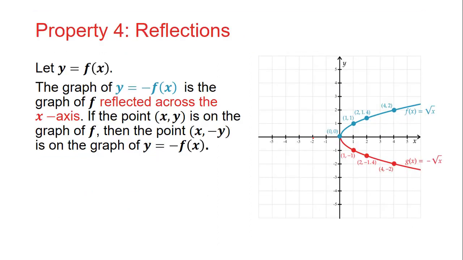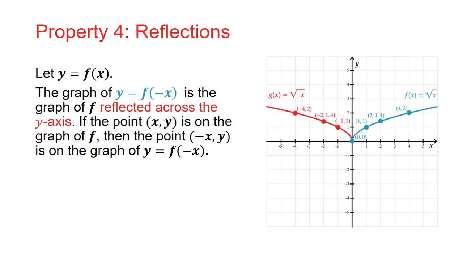And so we can sum this up. So property 4 on reflections is if we have y is equal to f of x, the graph of y equals negative f of x is a graph of f reflected across the x-axis. So it's important to know that if x, y is on the graph of f, then the point x, negative y is on the graph of y equals negative f of x. That transformation only impacted the y values because it was an outside change.